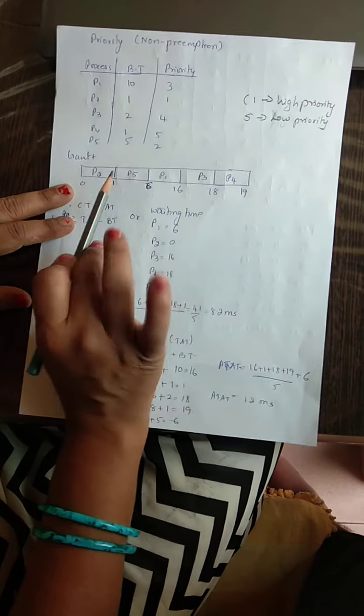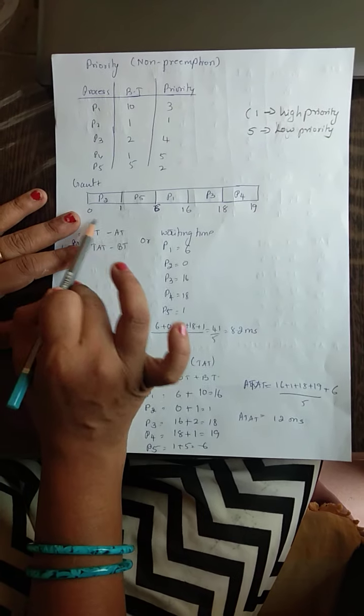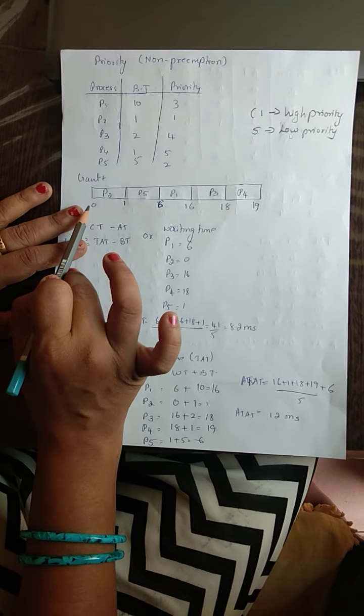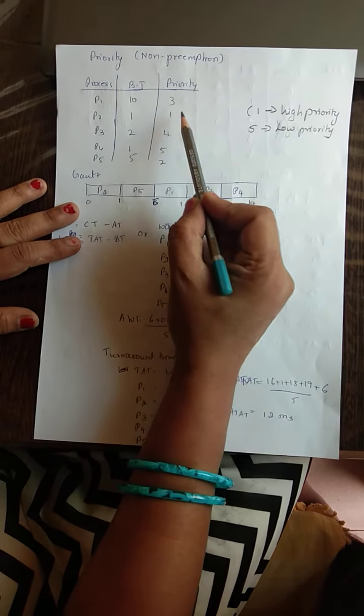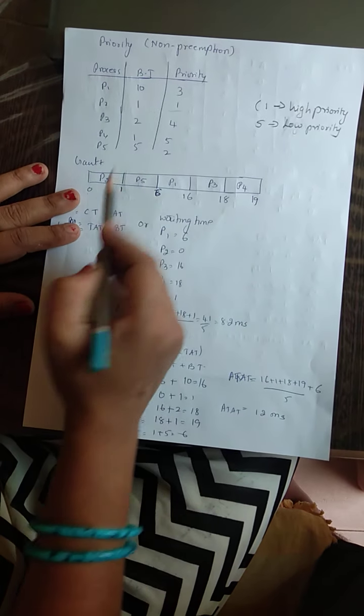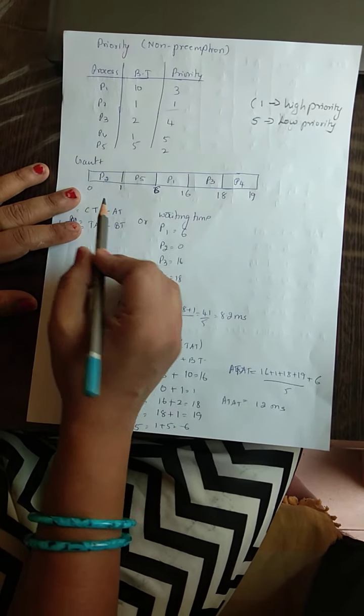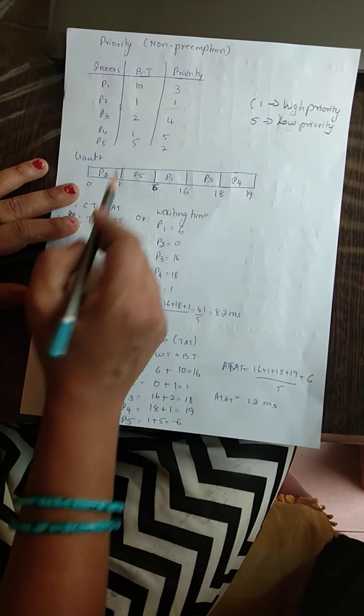Arrival time is not given, so you need to consider whichever process is arriving at 0 arrival time. Which is the highest priority here? 1 is the highest priority. So schedule P2. P2 has been scheduled. Since it is non-preemption, allow it to complete its job. Its burst time is 1.